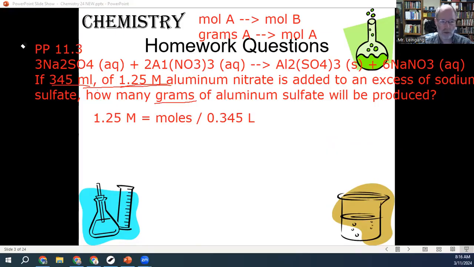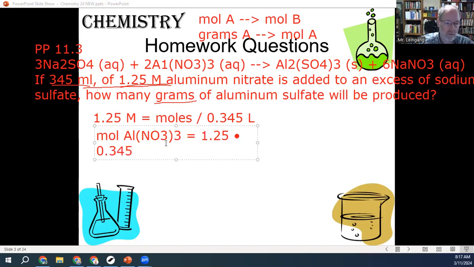Now solve for the unknown. I need to get to where I have moles. So 0.345 is divided into moles. I'm going to do the opposite operation to move it to the opposite side of the equation. And therefore, it becomes the moles of aluminum nitrate, AlNO3, is equal to 1.25 times 0.345.